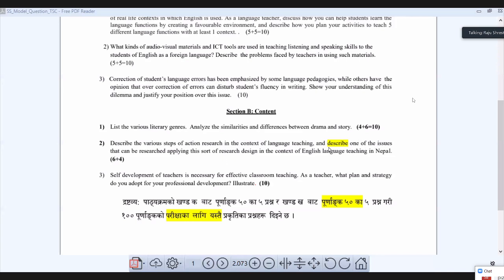So and describe one of the issues that can be researched. अब issue चाहियो action research को. Issue भन्ला, problem भन्ला, topic भन्ला, concern भन्ला, question भन्ला. So same thing, okay? Can be researched applying this sort of research design in the context of language teaching. अब यसको answer here है त.